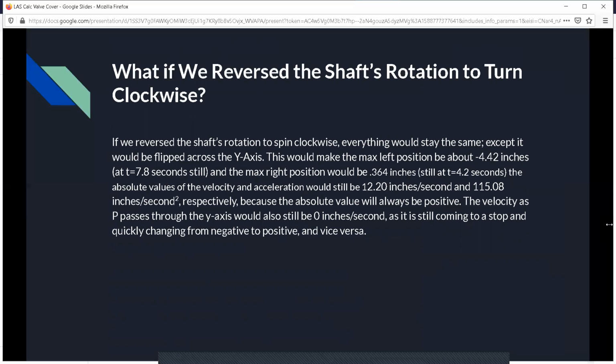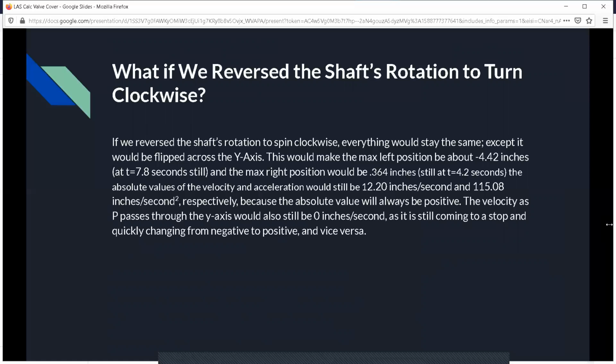Now, what would happen if we reverse the shaft's rotation to turn clockwise? Well, if we reverse the rotation to spin clockwise, everything would just about stay the same, except it would be flipped across the y-axis. This would mean that the max left position would be about negative 4.42 inches at t of 7.8 seconds still, and the max right position would then be at 0.364 inches, or still at t of 4.2 seconds.